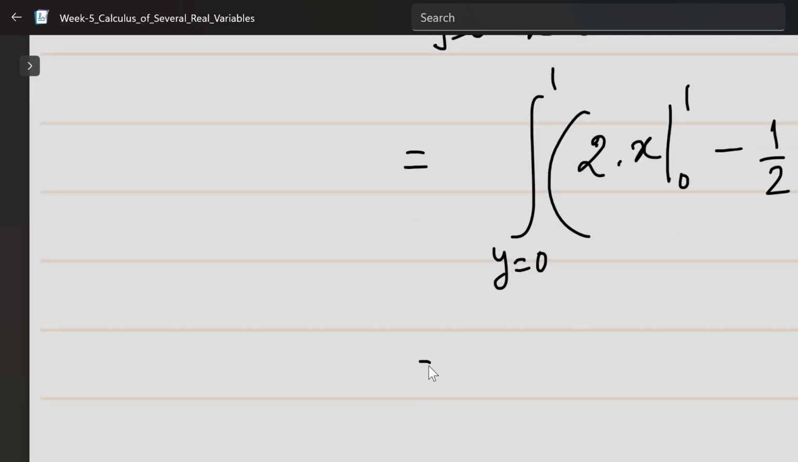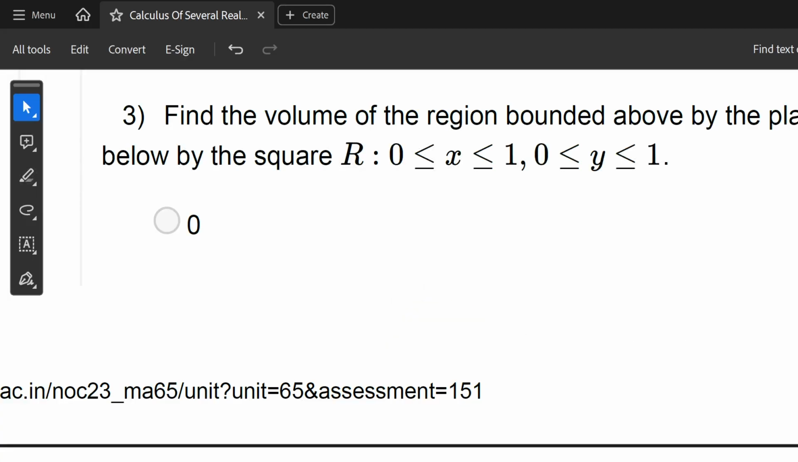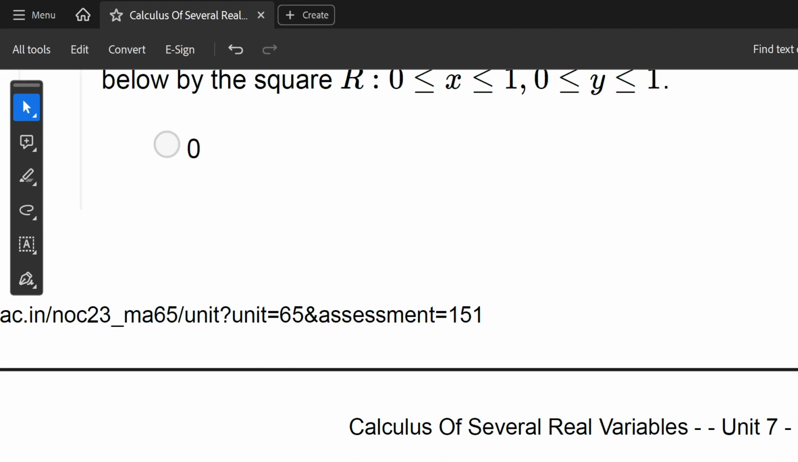So that means y integral 0 to 1, 2 into 1 minus half into 1 minus y dy. So it is a simple integral: 2 into 1 minus half into 1 minus half into y squared, from 0 to 1. So it is 2 minus half minus half. So it is 1. So the answer is correct. Whoever told this, it is the correct answer. So it is option number second, B.